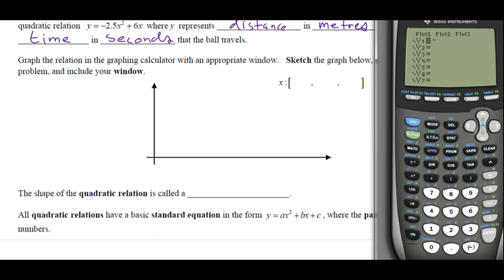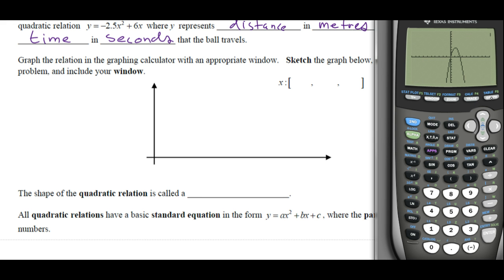It's not. That's a minus sign. We don't want the minus sign. We want negative 2.5 x. That's up here. Squared plus 6x. And let's say we just hit graph.